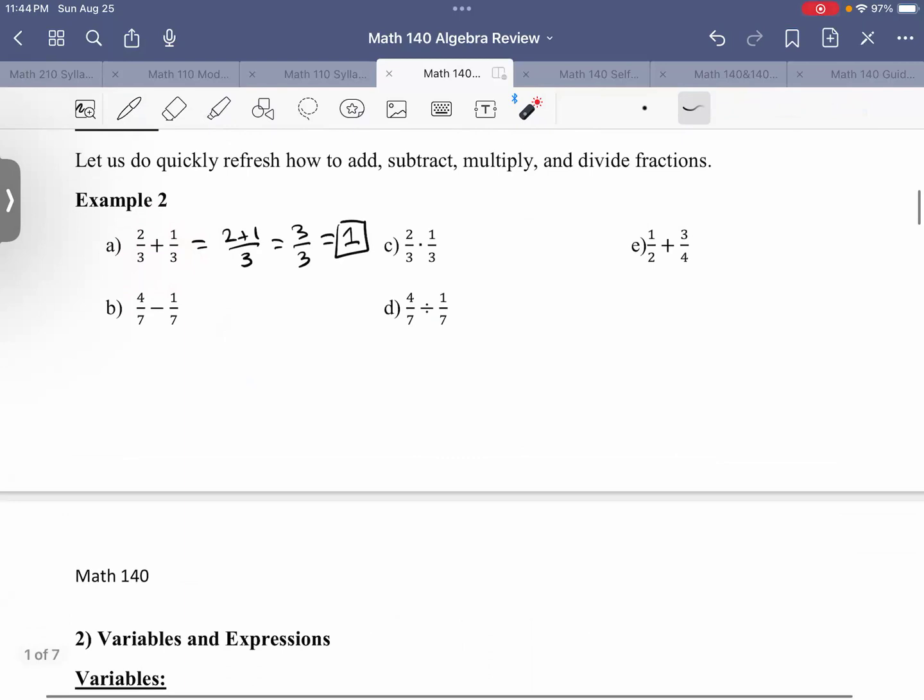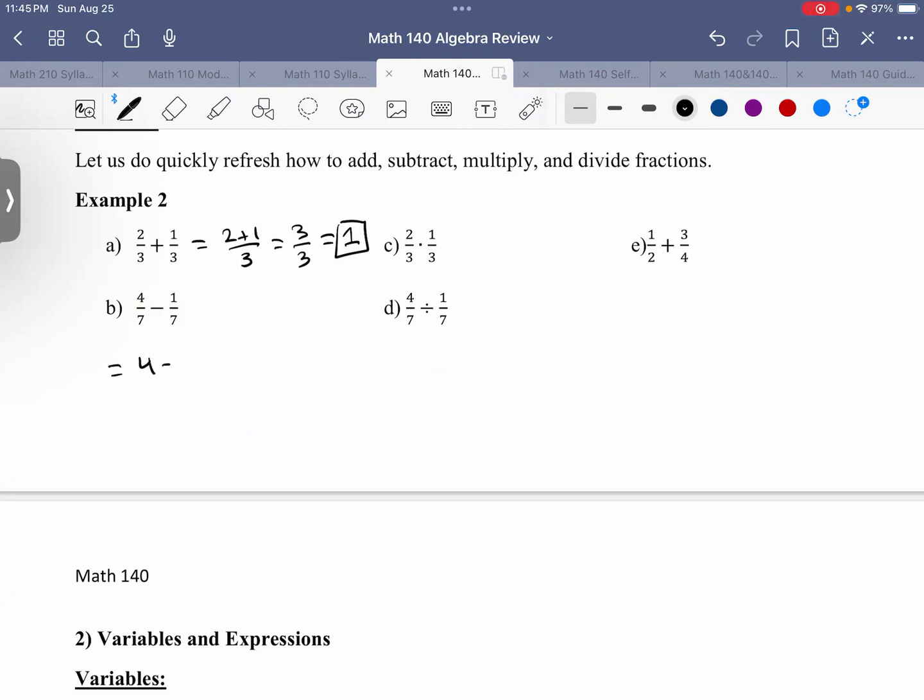Likewise for part B, we're subtracting this time, but we have the same denominator, which is 7. Once again, all we have to do is worry about the top. So this would be 4 minus 1 over 7, which is 3 over 7. Same denominator, not too bad.